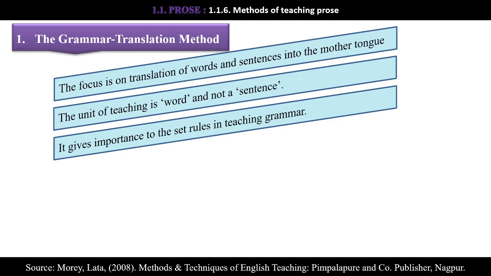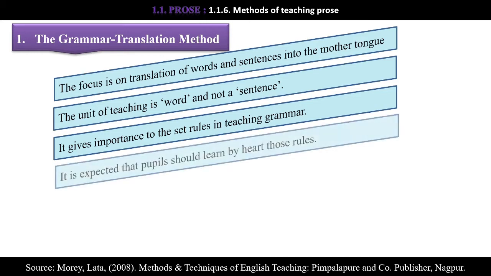Suppose we have to teach grammar, then we give more importance to rules. First, in the grammar translation method, we explain the rule of that grammar, and then we provide an example. So importance is given to the set of rules while learning grammar. In this method it is expected that pupils should learn those rules by heart.